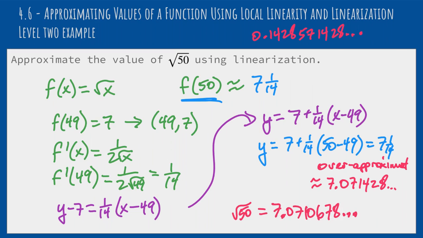And you can see here the first digit that's actually different is the 4 here versus the 0 here. So our approximation was only off by 4/10,000ths. So the square root of 50 is really, really, really close to 7 and 1/14.